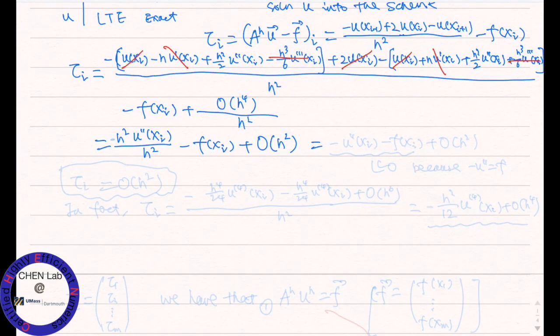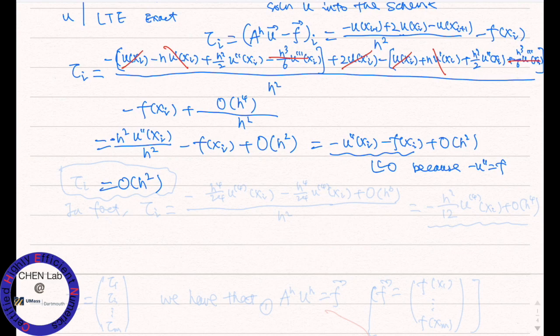So this, we lost the negative sign here. So that's negative u double prime at xi minus f(xi) plus order h squared. The question is, what is this guy? This guy is actually equal to 0. The reason is because negative u double prime is equal to f, because u is the exact solution. So negative u double prime is equal to f at any location. Okay, so we know the local truncation error is actually order h squared.